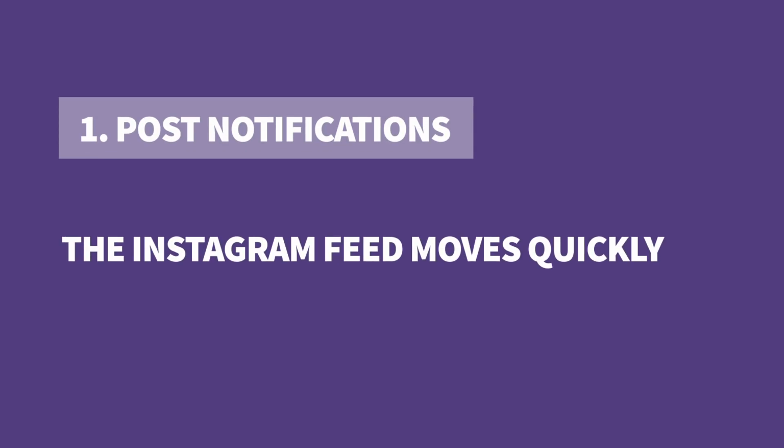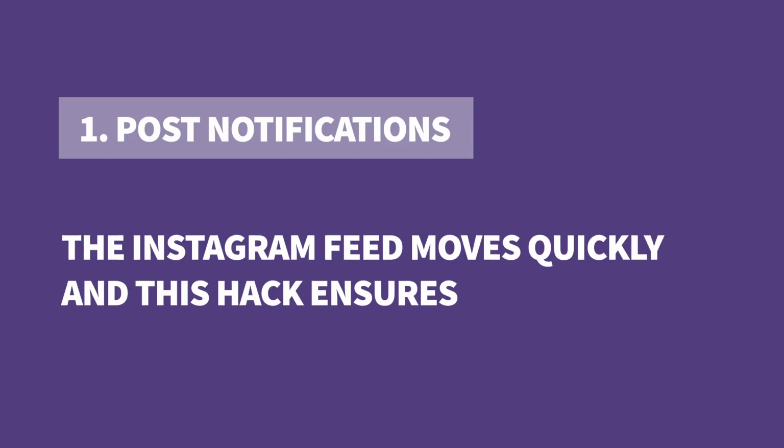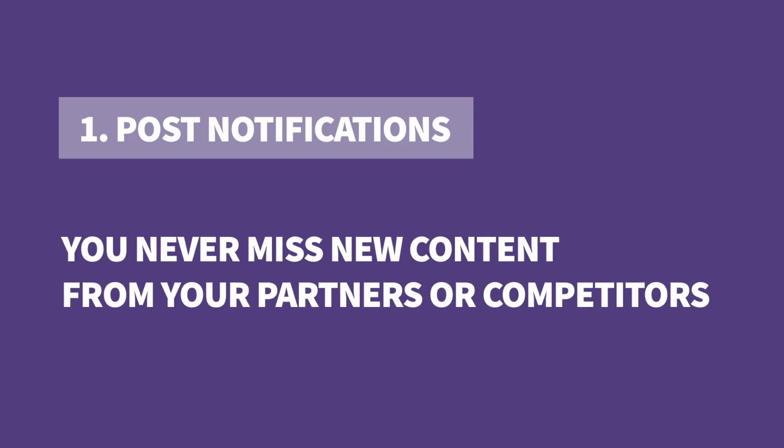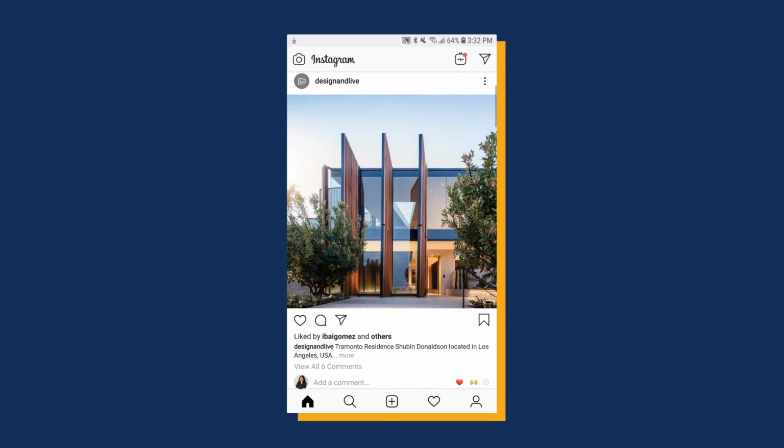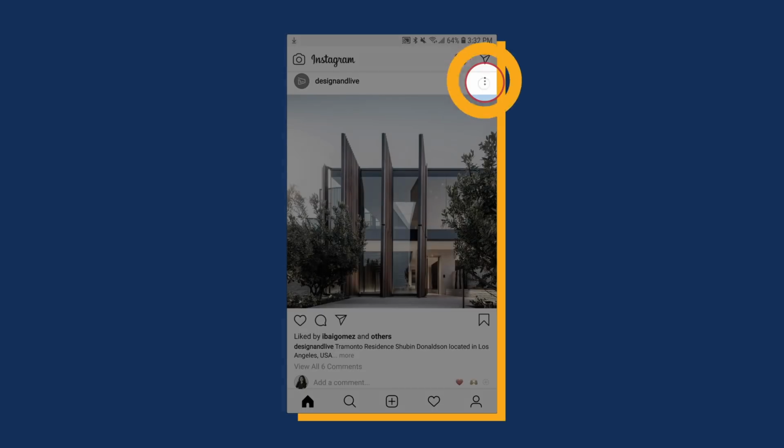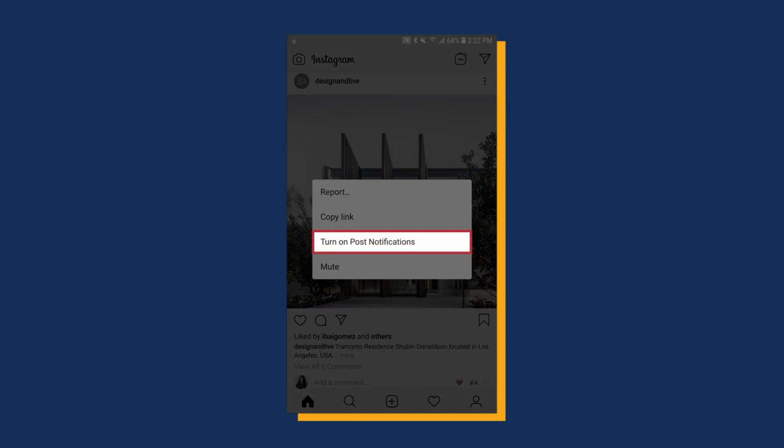Let's start with post notifications. The Instagram feed moves quickly, and this hack ensures you never miss new content from your partners or competitors. To activate post notifications for a specific account, tap on the 3 dots on any of their current posts. Then, turn on post notifications.